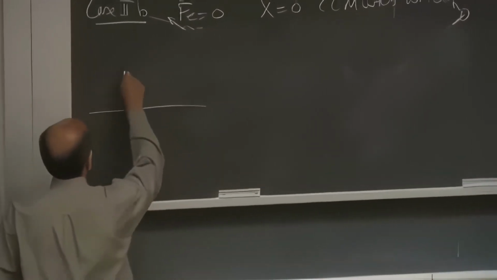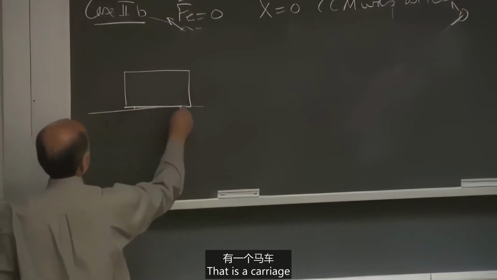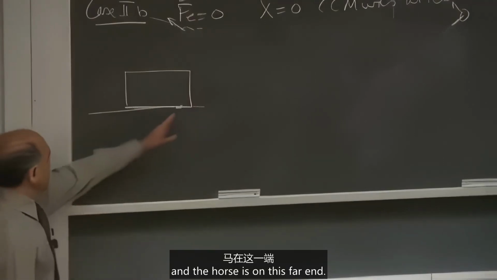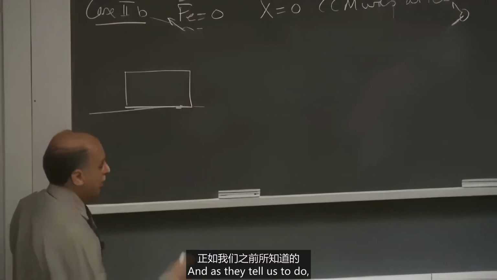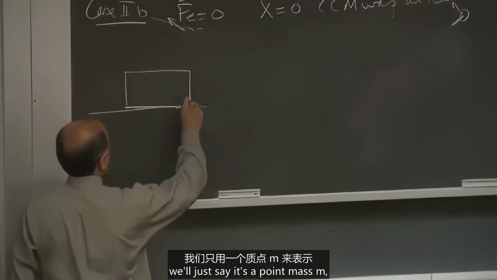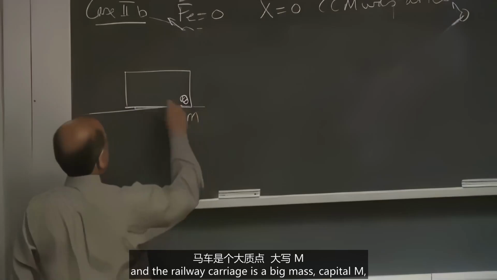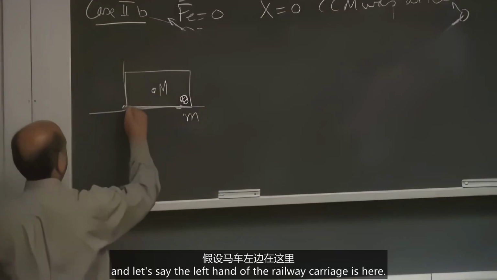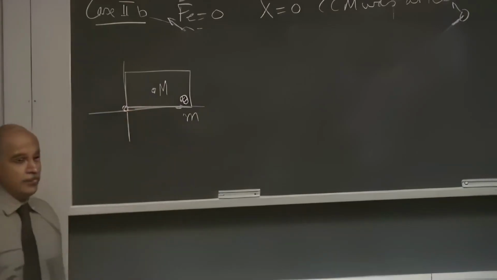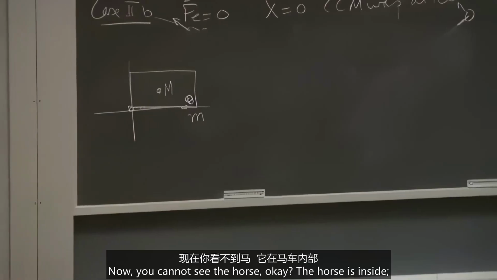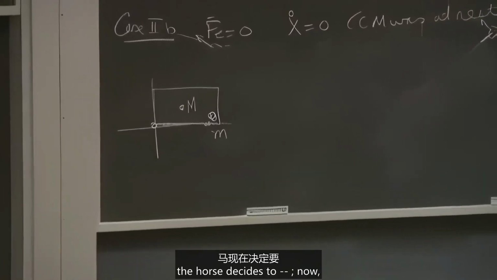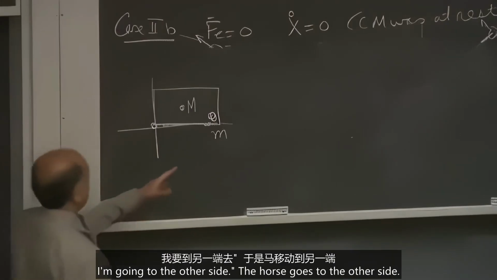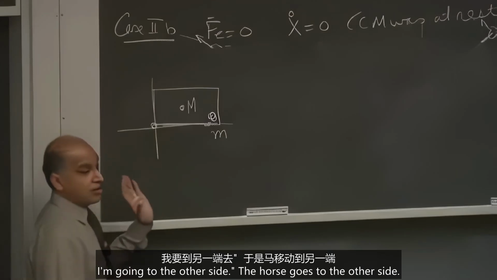Here's one example. That is a carriage that contains a horse. And the horse is on this far end. And as they tell us to do, we won't draw the horse, we'll just say it's a point mass m. And the railway carriage is a big mass, capital M. And let's say the left end of the railway carriage is here. Now you cannot see the horse. Okay? Horse is inside. The horse decides, instead, I'm tired of sitting on this side of this room, I'm going to the other side. The horse goes to the other side.